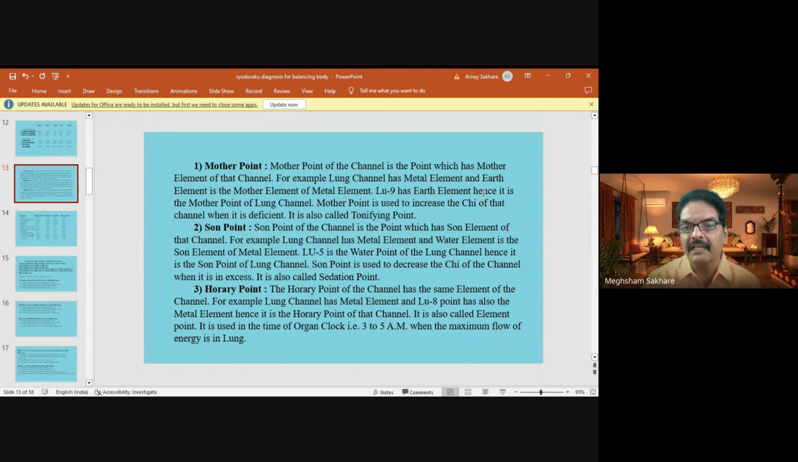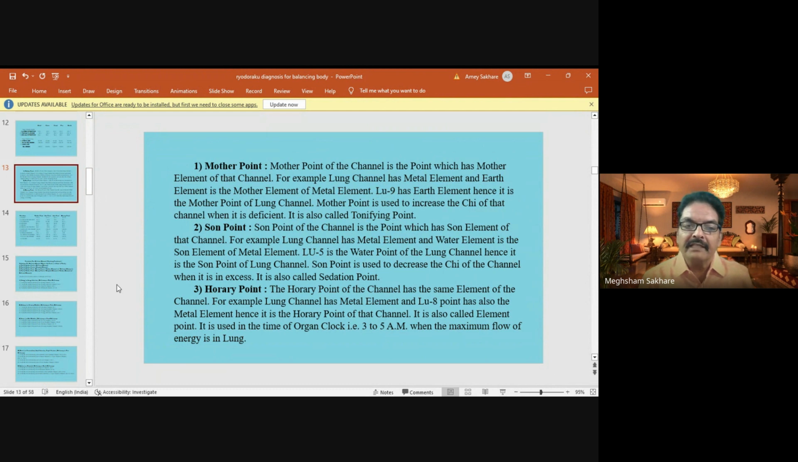Lung 9 has earth element, hence it is the mother point of the lung channel. Mother point is used to increase the chi or energy of that channel when it is deficient. It is also called the tonifying point. And son point. Son point is the point of the channel which has the son element of that channel. For example, lung channel has metal element, and water element is the son element of the metal element. When metal is heated, it liquefies, it converts into water. Lung 5 is the water point of the lung channel.